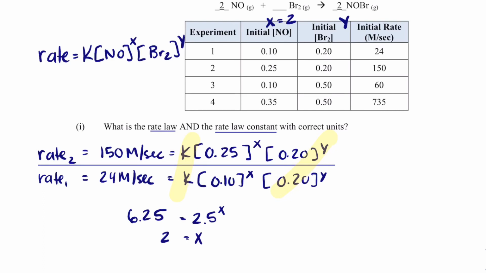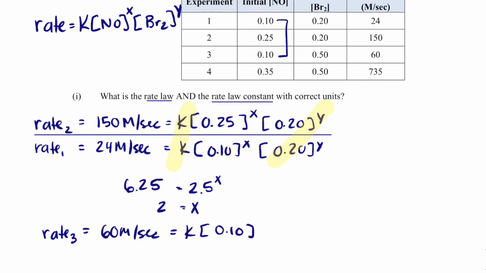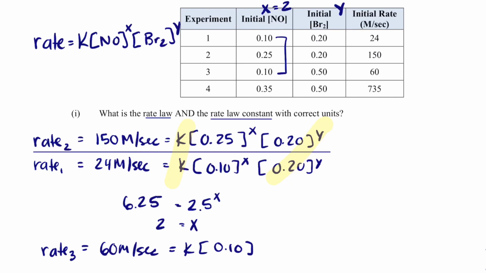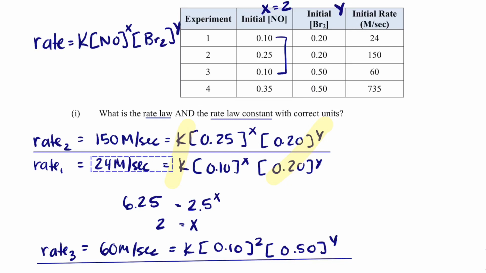We could do 3 and 1, and that actually looks like what we have to do. That's the only one that'll work. Again, I'm going to put rate 3 on top because it's a larger number. So rate 3 equals 60 molarity per second, which equals K, 0.10 for X. But now that I know X is 2, I'm not going to plug in X, I'll just plug in 2. And then 0.50 to the Y power. I'll divide that by rate 1, which is what I had just here.